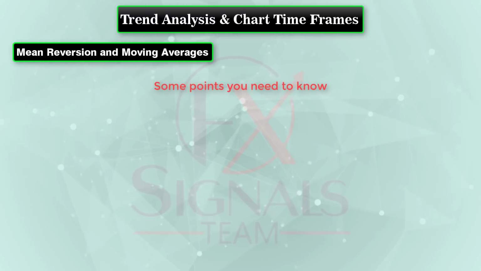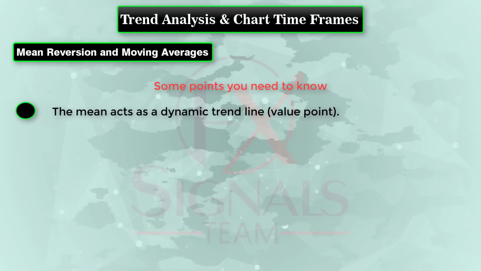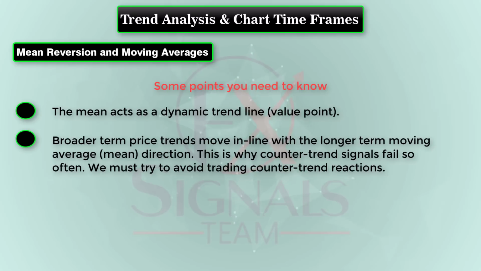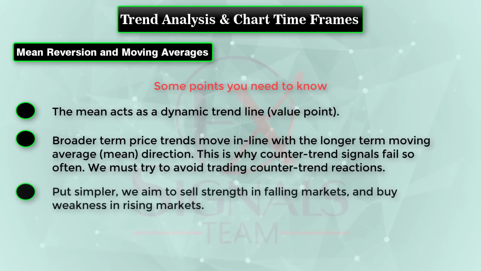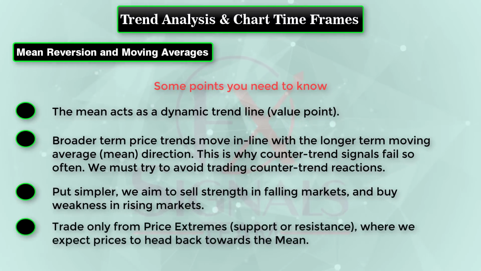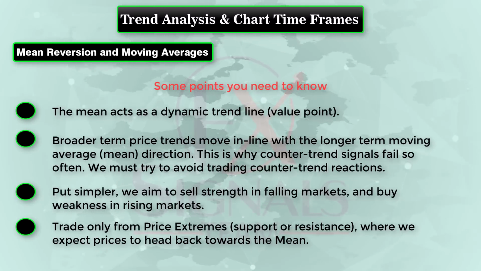Some points you need to know. The mean acts as a dynamic trend line, value point. Broader term price trends move in line with the longer term moving average direction. This is why counter-trend signals fail so often. We must try to avoid trading counter-trend reactions. Put simpler, we aim to sell strength in falling markets and buy weakness in rising markets. Or trade only from price extremes, support or resistance, where we expect prices to head back towards the mean.